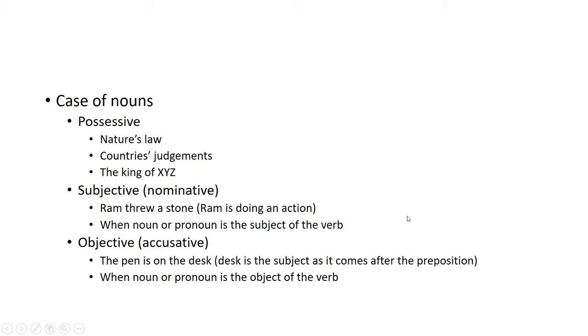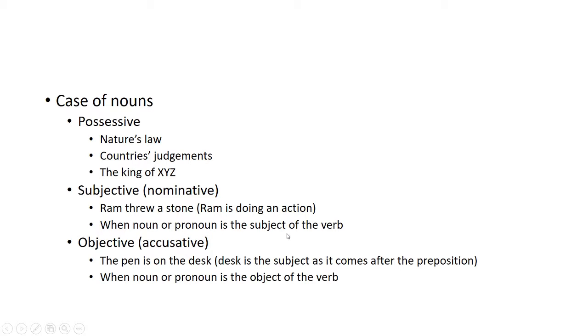Case of nouns. So there are three cases. First is possessive case. For example, nature's law, country's judgments, the king of XYZ. The second is subjective or nominative case. For example, Ram threw a stone. So in this sentence, Ram is doing an action and noun Ram is the subject of verb.